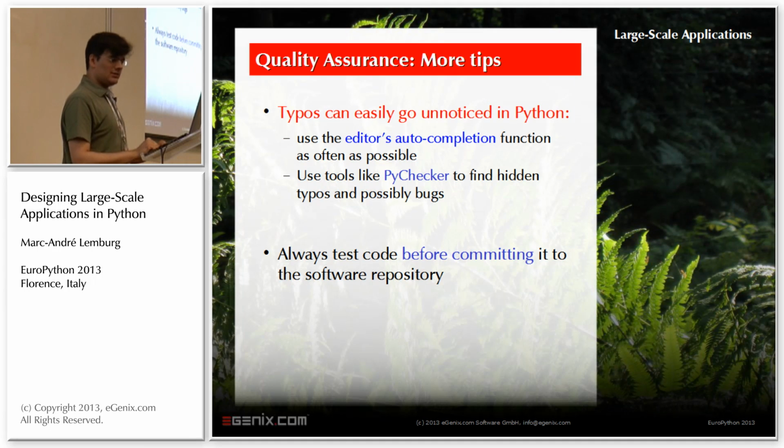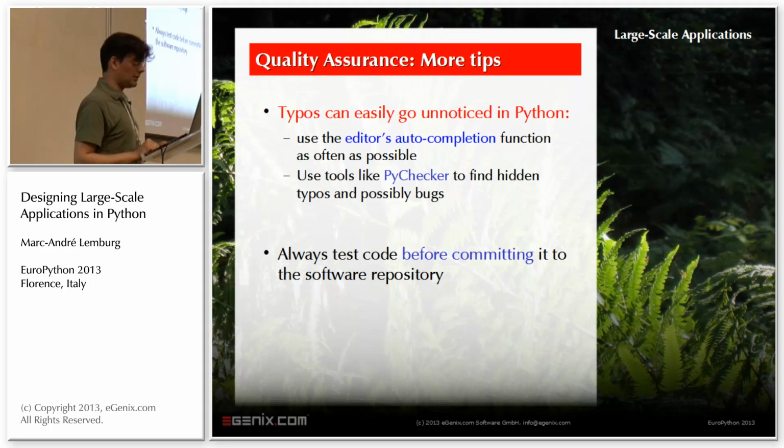Right, typos. Typos are a very ugly bug in Python because they can easily go unnoticed. One way we try to avoid typos in our Python code is that we use the editor's autocompletion feature a lot. Because the editor usually knows what we've written in some other part of the project, and it will automatically use the right name of that particular method. So that helps a lot.